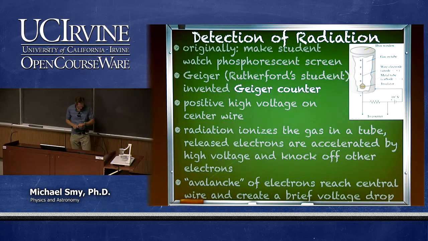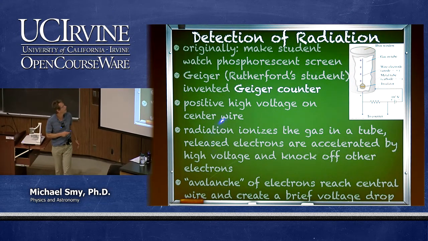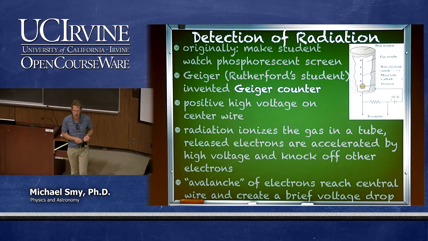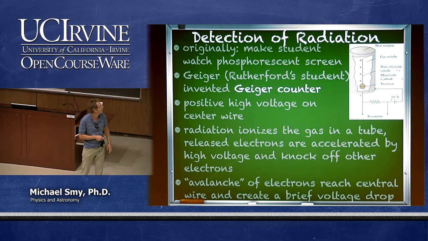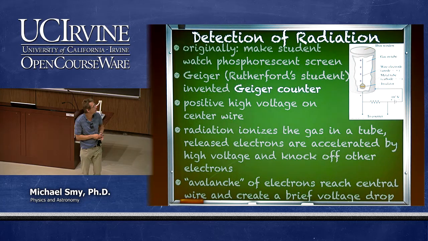So let's move to detection of radiation. The original method of detection, for example, in Rutherford's time, was to find a student and make him watch a phosphorescent screen in total darkness after his eyes have adapted to darkness. Rutherford's student, a guy named Geiger, was fed up with that, and so he developed the Geiger counter, an electric way of recording activities.